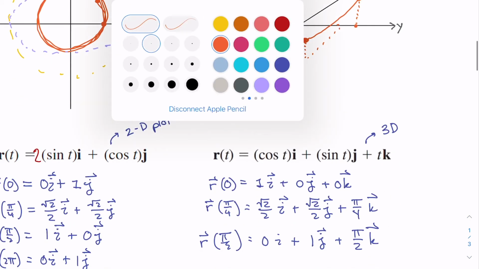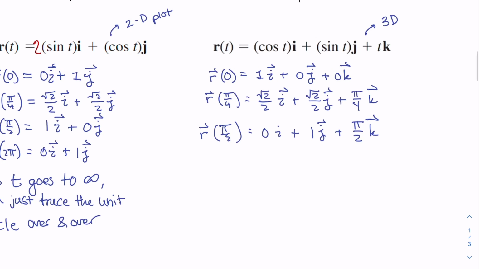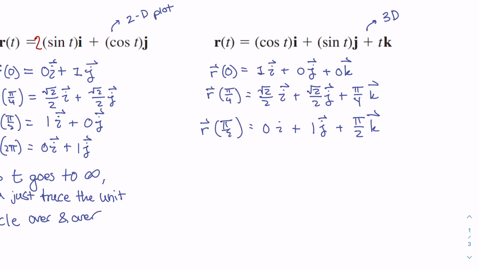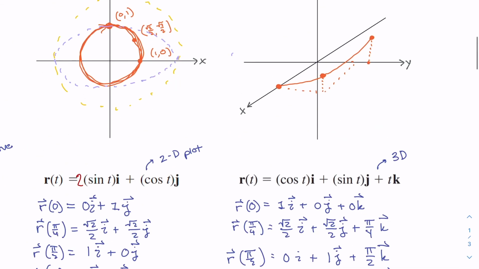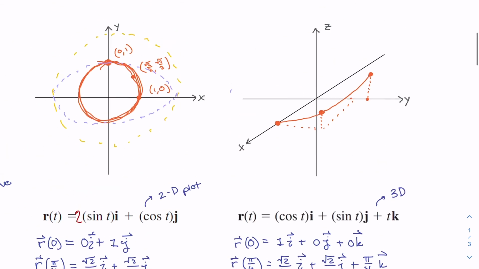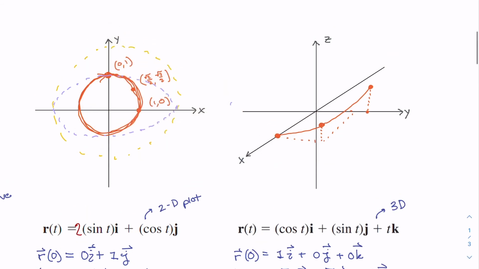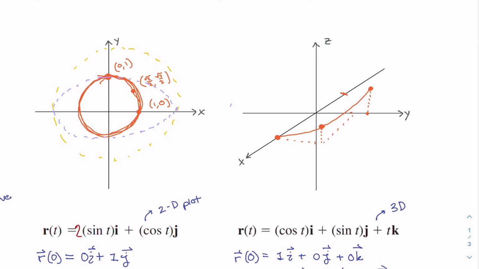I'll do a couple more. Let's do pi. So r of pi is equal to negative 1i plus 0j plus pi k. So that's negative 1 in the i direction, and pi, the amount pi, in the z direction. So that's going to continue. So we do negative 1 plus pi. Maybe that's up there. So we're going to get that.